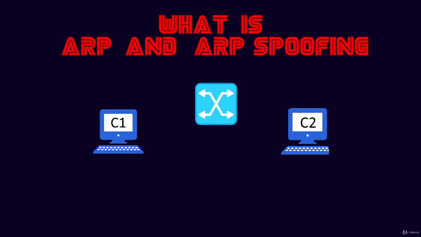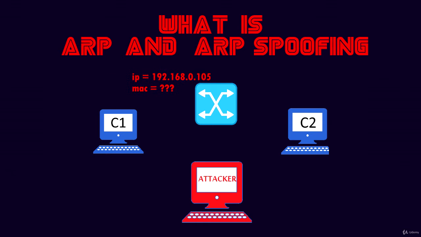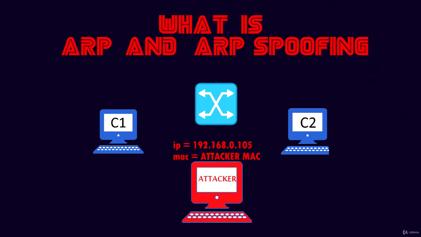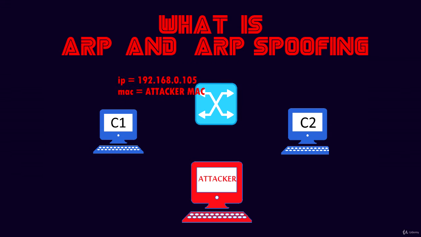So here comes ARP spoofing, or ARP poisoning, or ARP poison routing. All of these terms refer to the same thing. An attacker claims that the IP address of C2 is his IP address and sends his own MAC address to C1. So C1 starts communicating with the attacker, believing that he is C2. And the attacker forwards the packets from C1 to C2, and C2 thinks these packets come from C1, and so on.